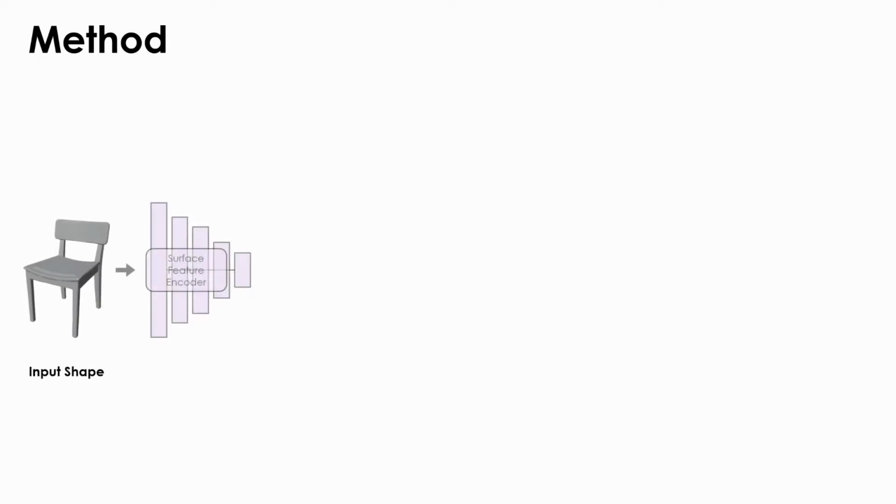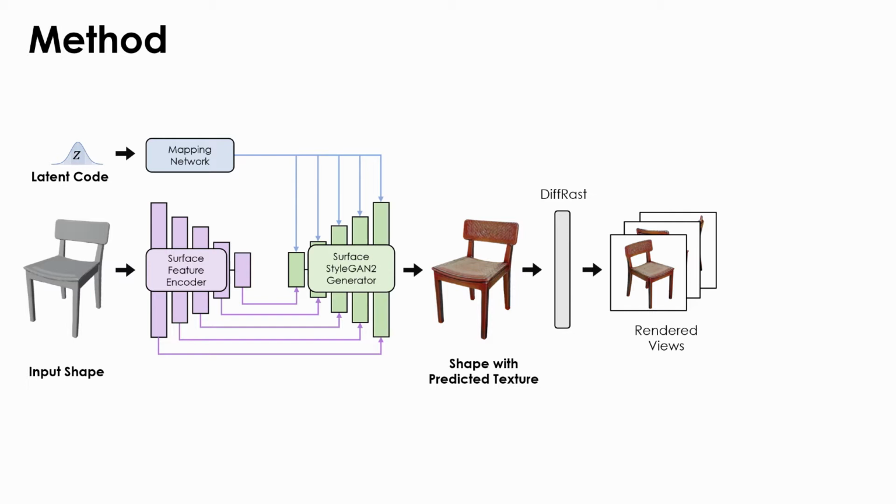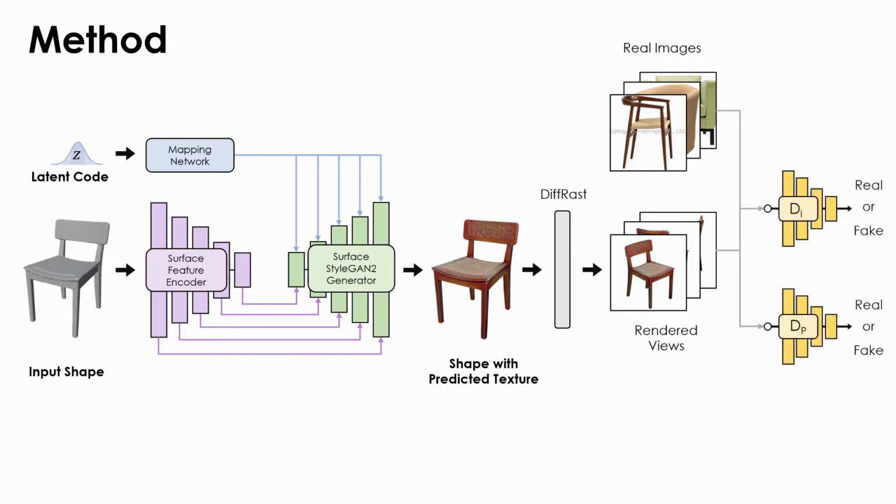For a given input shape, our method first encodes the geometric features using a surface feature encoder. The resulting features and a latent code are passed to a StyleGAN2-inspired decoder network, which generates the texture as face colors. A differentiable rasterizer is then used to render random views of the mesh with generated textures. These rendered views are finally critiqued by two discriminators against a real image distribution.